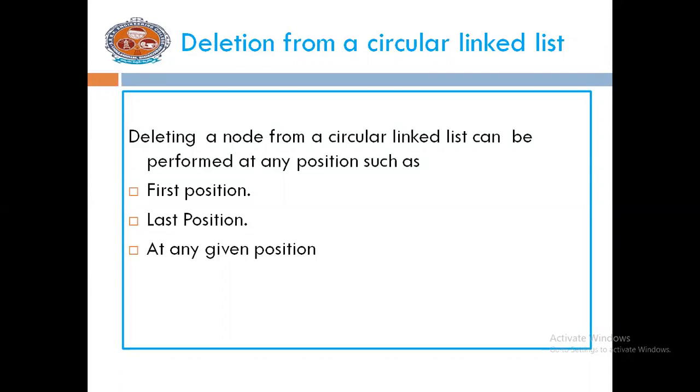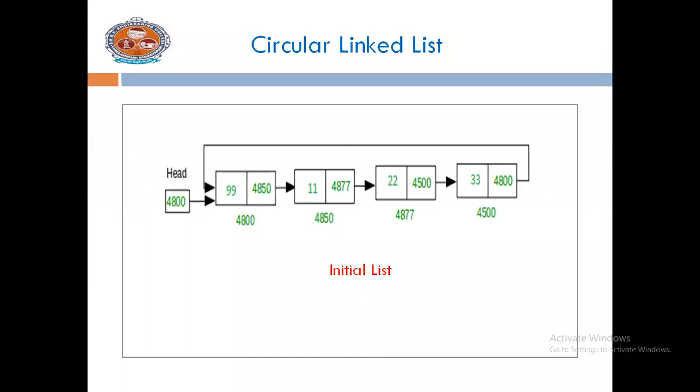Deleting a node from a circular linked list can be performed at any position, such as first position, last position, or at any given position. As an example, consider a circular linked list as given in the diagram. Here we have 4 nodes in our circular linked list. Head pointer points to first node, that is 4800. Since it is a circular linked list, last node link part also points to first node. So last node 4500 link part points to first node, that is 4800.